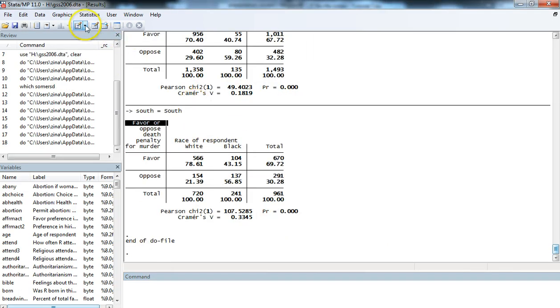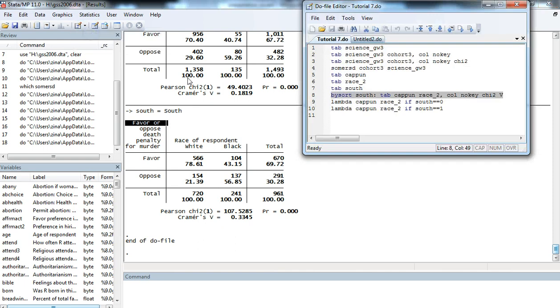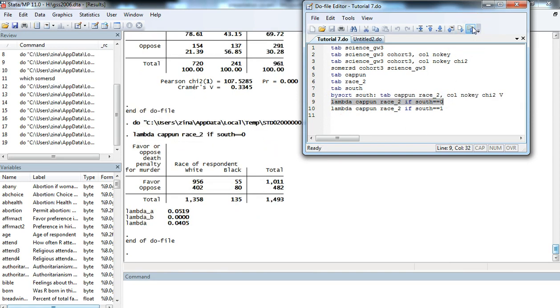Remember how we use Somers' D as a PRE measure for the ordinal relationship? Let us now turn to lambda. Run lambda cappun, which is the dependent variable, followed by the independent variable race_2. And let us use the if qualifier here and say if south==0. Remember, it's double equals when we use the if qualifier. By the way, lambda also needs to be installed just as you did with Somers' D.